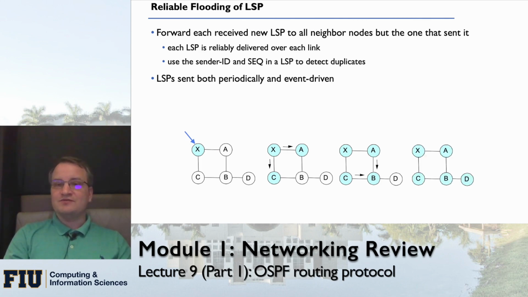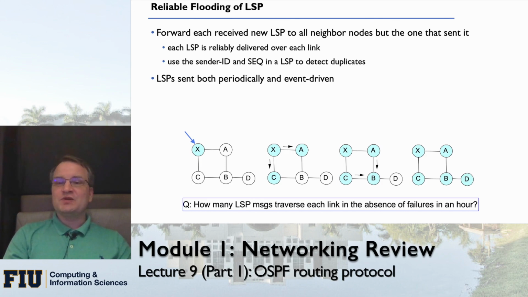And a reasonably simple question to you: how many LSP messages traverse each link in the absence of failures? So try to think of this. In the absence of failures, you remember how often the LSPs are being generated, and they are generated individually by every single router in the system, and you can calculate how many things will happen in the network. So give me this answer, and I hope you got some idea of OSPF.